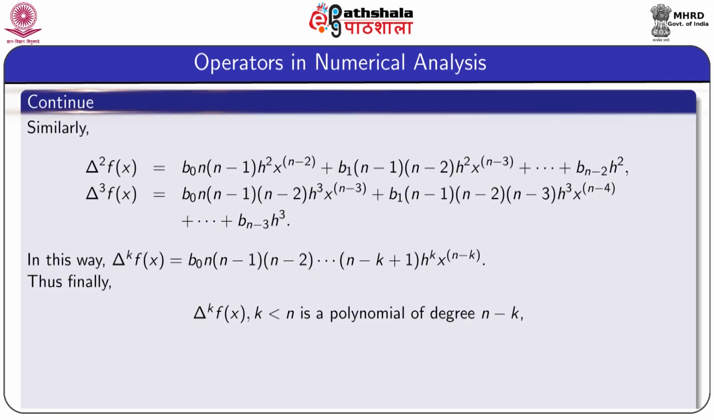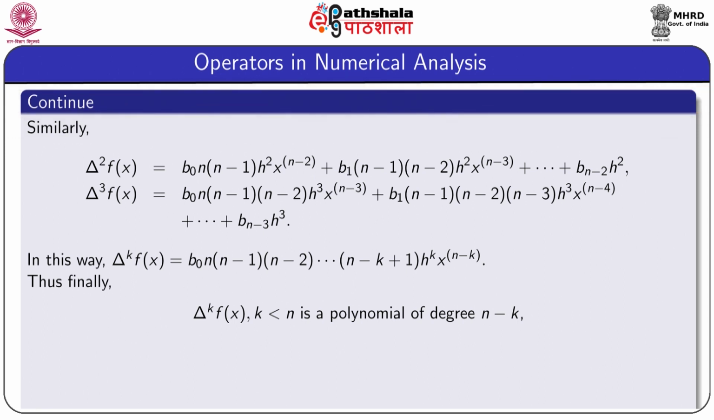Now, we take the second order differences using the same rules, and the second order difference of f(x) is equal to b0 n into n minus 1 h square x factorial n minus 2 plus b1 n minus 1 into n minus 2 h square x to the power factorial n minus 3 and so on. And note that this is a polynomial of degree n minus 2, and the third order difference delta 3 f(x) equals b0 n (n minus 1)(n minus 2) h cube into x factorial n minus 3 and so on. The last term is b n minus 3 h cube.